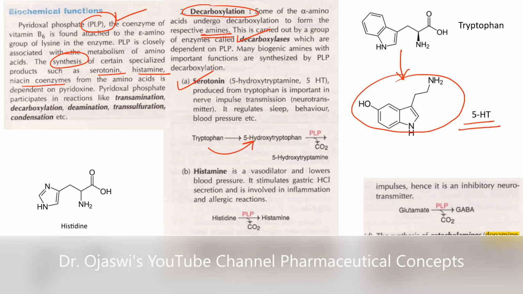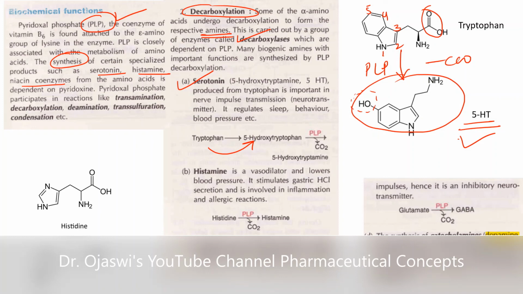So we can see tryptophan to 5-hydroxytryptophan. Okay, so at the fifth position, that is 1, 2, 3, 4 and 5, at the fifth position this hydroxy group has come up, that is 5-hydroxytryptophan. And from that 5-hydroxytryptophan, with the help of PLP, if we remove this carbon dioxide, that is the COO from this place, the product formed is 5-HT, that is nothing but serotonin, an important neurotransmitter.